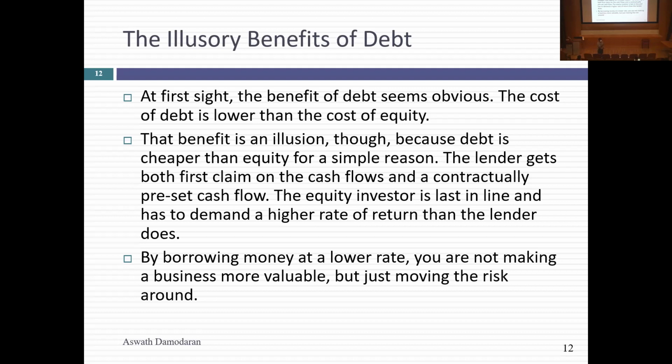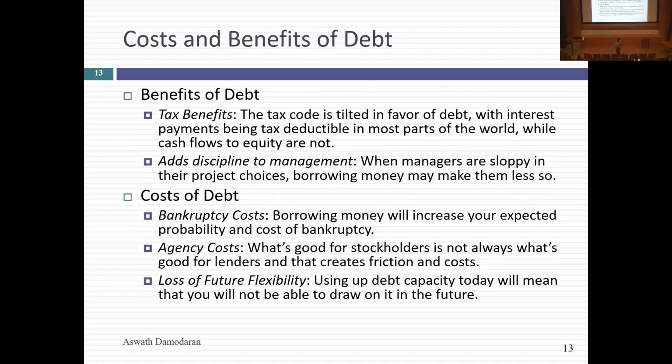So let's get those illusions out of the way because we want to talk about what the real benefits and the real costs of borrowing are. The rest of this class is about this qualitative trade-off. We'll make it quantitative in the next class, so don't worry about it being fuzzy. Let's start with the fuzzy part. The biggest, the most dominant benefit of borrowing money is a tax benefit.